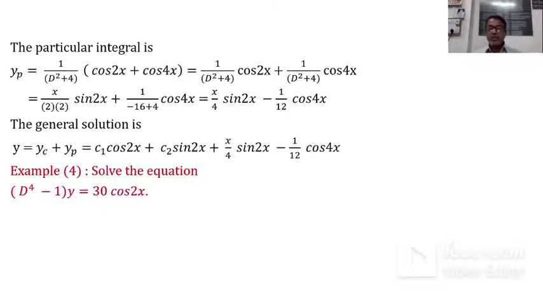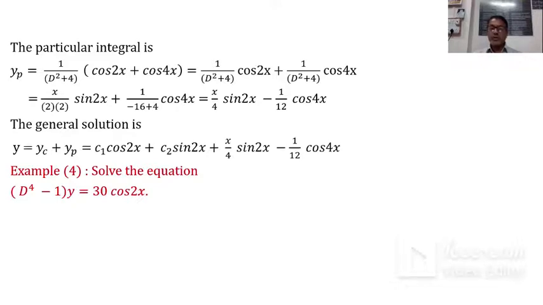Consider this. Solve the equation D to the power 4 minus 1 operate on y is equal to 30 cos 2x. Now we have seen many examples in which the right hand side term is of the type cos. You may take the type sin, no matter. We have to use the corresponding results for that. Now here to find the general solution of this differential equation, again the same method. First find the complementary function and then find the particular integral.